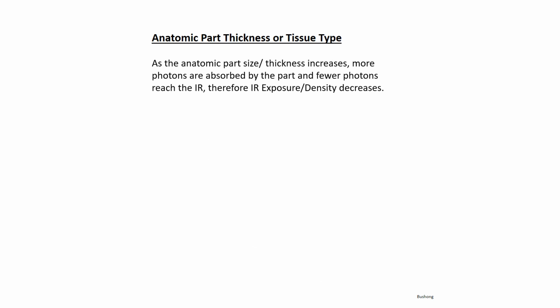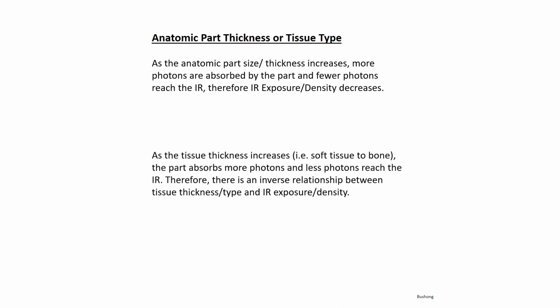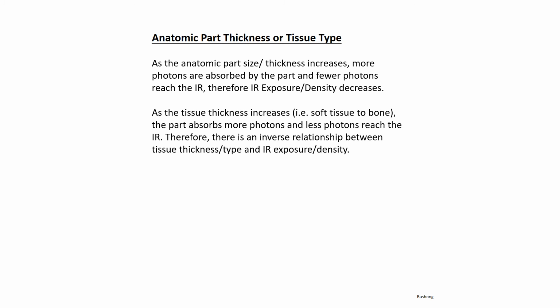Anatomic part thickness or tissue type. As the anatomic part size or thickness increases, more photons are absorbed by the part and fewer photons reach the IR. Therefore, IR exposure or density decreases. As the tissue thickness increases, going like from soft tissue to bone, the part absorbs more photons and fewer photons reach the IR. Therefore, there's an inverse relationship between tissue thickness or type and IR exposure or density.